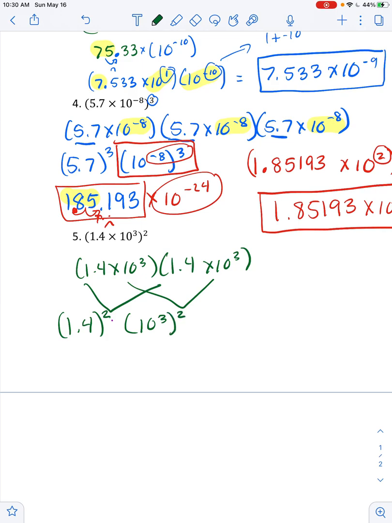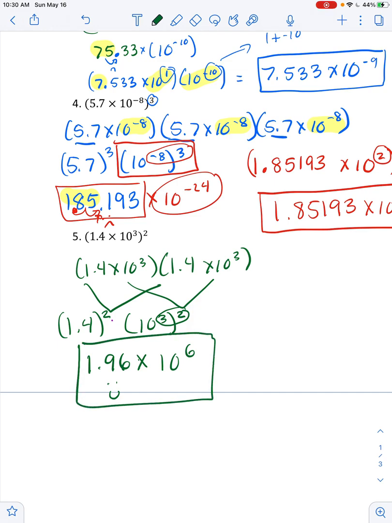According to my calculator, I'm going to have 1.4 squared, and I'm going to get 1.96. Here, I multiply the powers to become a 6. And this is awesome. What a great way to end, because I only have one digit to the left, which means I don't have to make any changes, and this is my final answer.